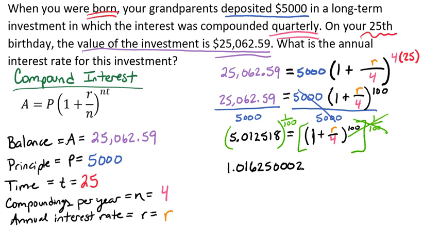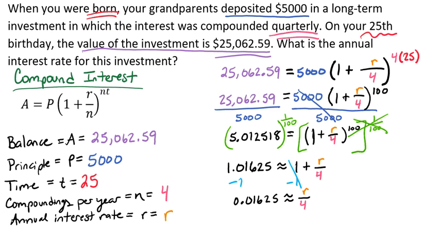It's kind of a lot to write down. We can probably simplify this down to 1.01625. So that's going to be approximately equal to 1 plus our R divided by 4. Then we're going to go ahead and subtract 1 from both sides, and that is going to leave us with 0.01625 as the approximate answer for our rate divided by 4.